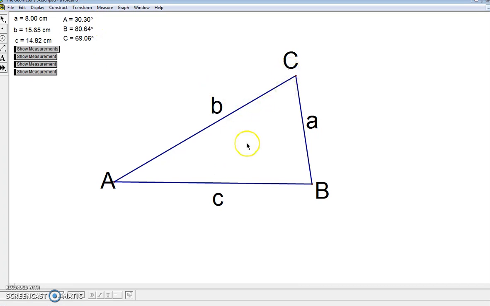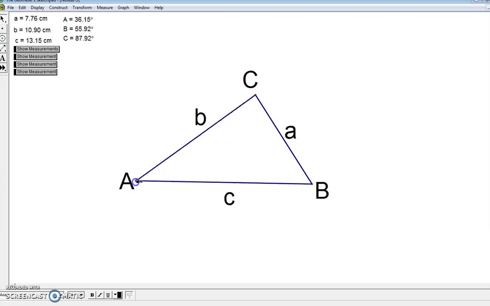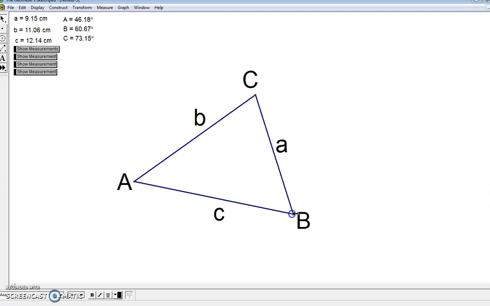And then the sides opposite them, so if this is angle A, the side opposite it is lowercase a, opposite angle B is lowercase b, opposite angle C is lowercase c. I've measured those distances up there. And so I just want to show you that as I move things around, everything changes, but there's no pattern that we notice.